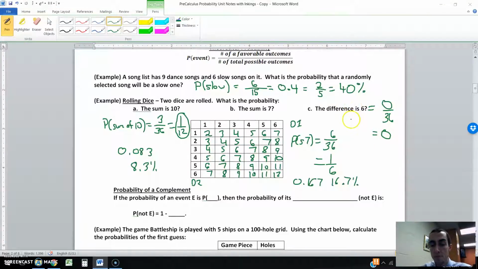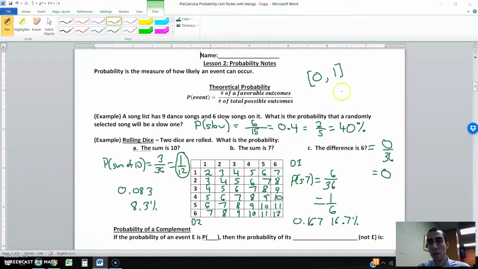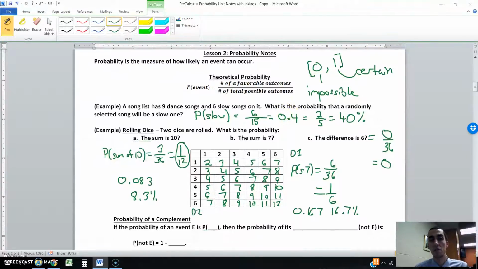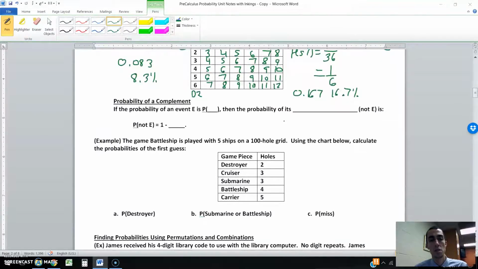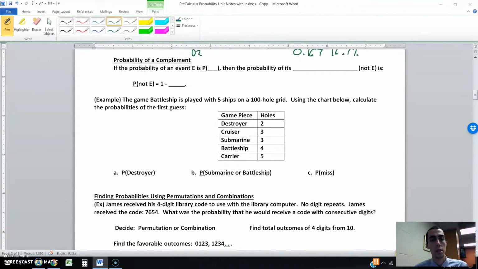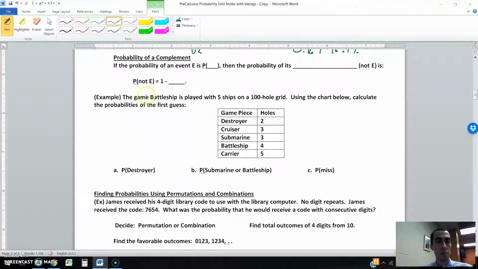Now I mentioned earlier that probabilities as decimals can range from 0 to 1. 0 meaning that that situation is impossible, and a 1 meaning that that situation is certain. Halfway in between would be 0.5 or a 50-50 chance, kind of like you would get if you tossed a fair coin. Next up, the probability of an event.